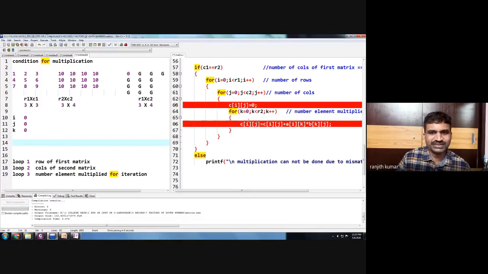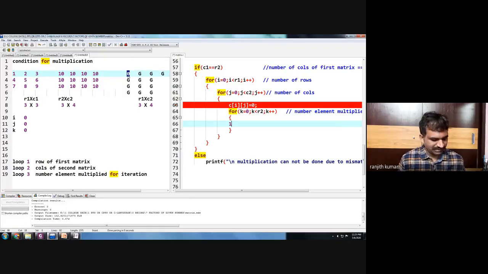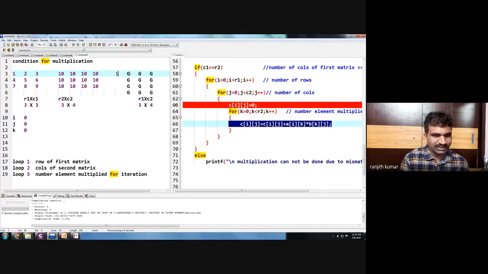So the first instruction which is executed was C of ij is equal to 0. That is, i value 0, j value 0, and k value 0. C of 0, 0 will be 0. Now please execute this important statement, A of ik into B of kj. So here we will mention 1 into 10. What is 1? A of 0, 0, into what is 10? B of 0, 0. So A of 0, 0, which is 1, into B of 0, 0, which is 10, will be multiplied and added to the 0. So this is our first iteration. What will be the answer? 10 will be stored in the location. Are we clear? So 10 will be stored.